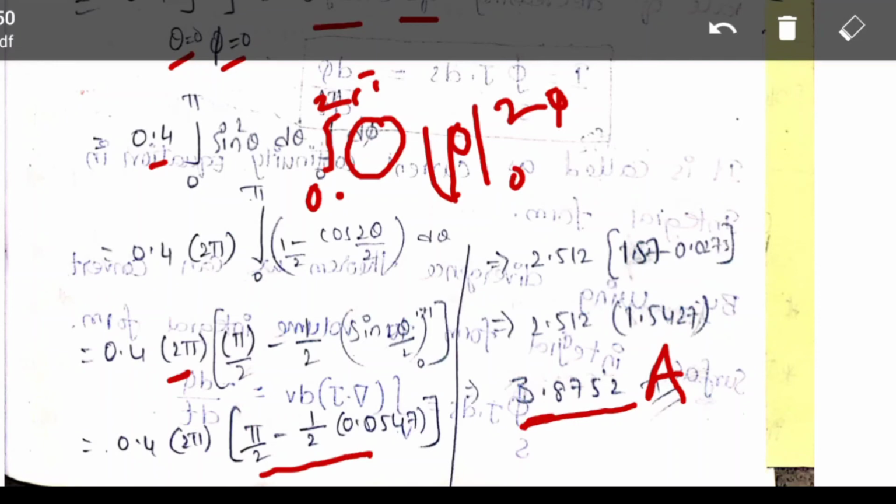This is the current flowing through the surface area, given the current density J bar is 10 cube sin square theta. Like this, we have to do the numerical problem. For this, what we have to remember is the ds in AR direction, and the formula for current, how to calculate the surface integral J dot ds. Surface integral J dot ds we have to remember.